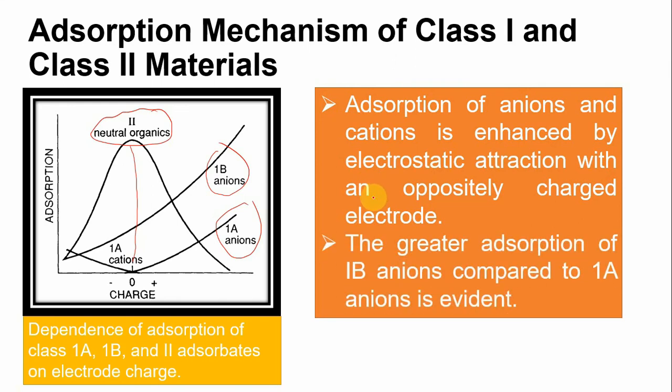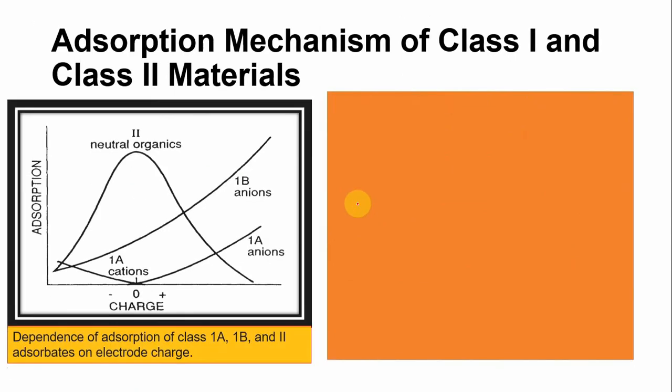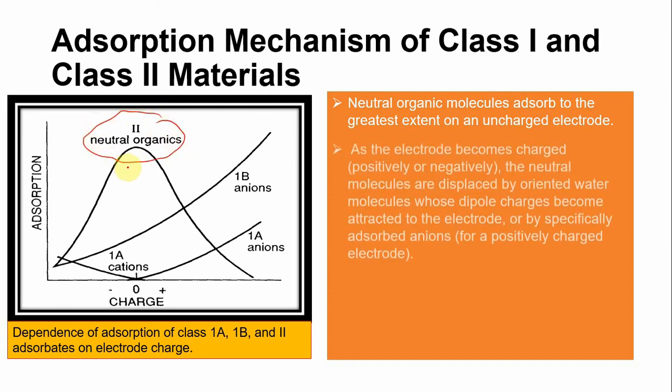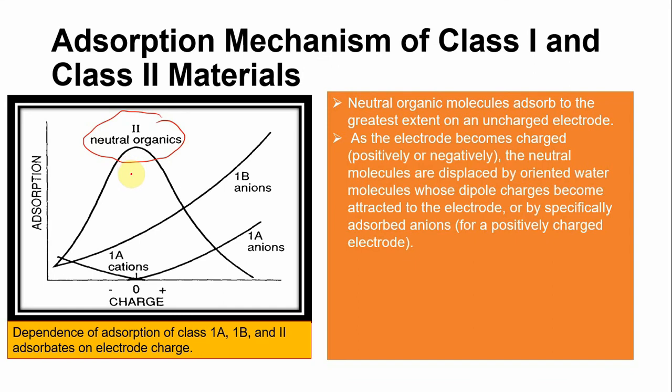The greater adsorption of 1b anions compared to 1a anions is evident. Now we can extend this further: neutral organic molecules adsorb to the greatest extent on an uncharged surface, as I mentioned earlier, and when the electrode becomes charged, positively or negatively, the adsorption will differ. That is, the neutral molecules are displaced by oriented water molecules whose dipole charges become attracted to the electrode, or by specifically adsorbed anions. So we are talking about this one.